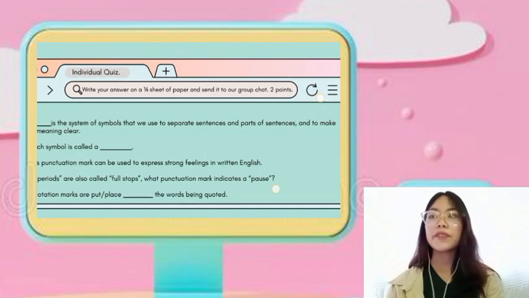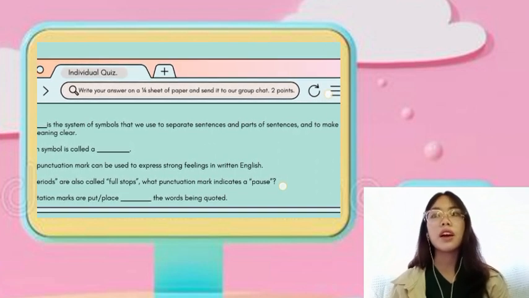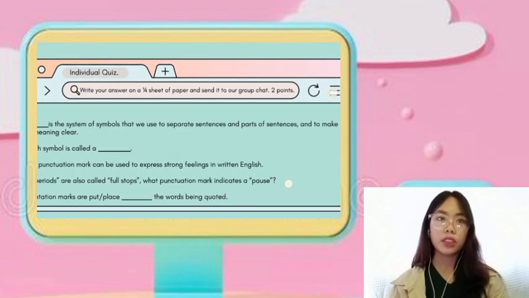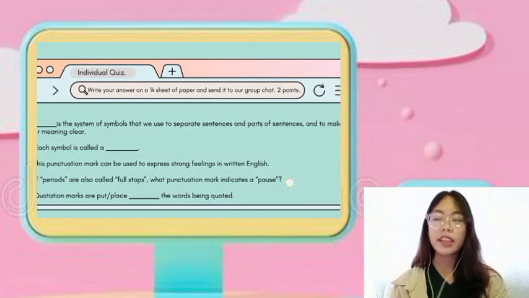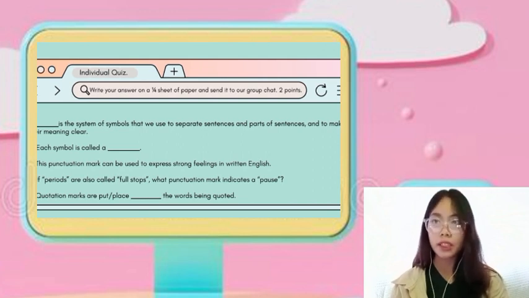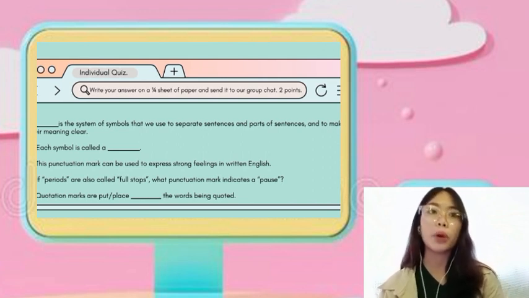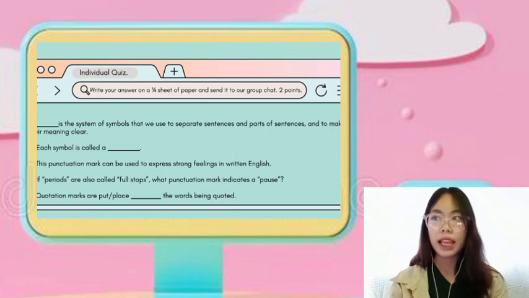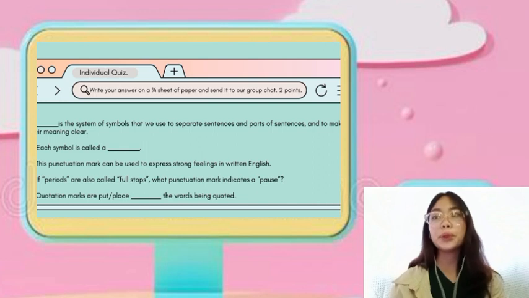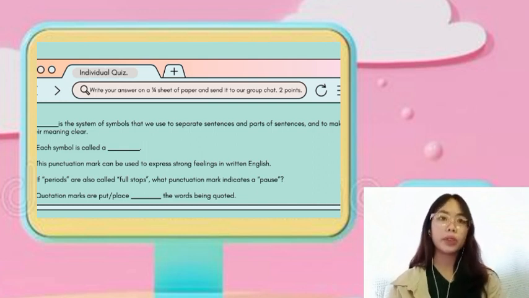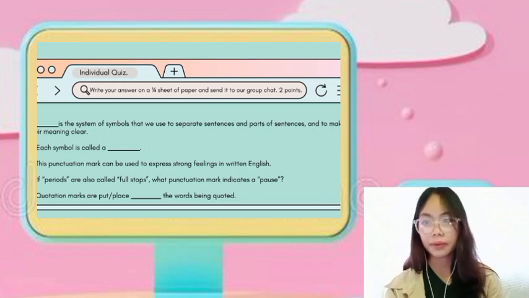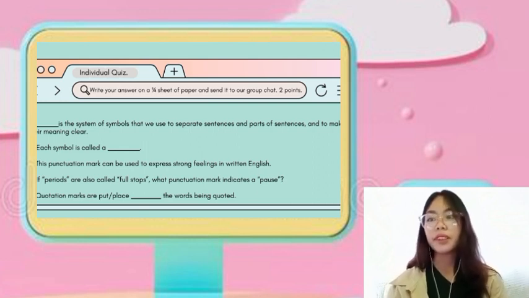Number 4. If periods are also called full stops, what punctuation mark indicates a pause? Again, if periods are also called full stops, what punctuation mark indicates a pause? Last, quotation marks are put or placed blank the words being quoted. Again, quotation marks are put or placed blank the words being quoted. Okay, after you finish answering, you can send your answer to our group chat.